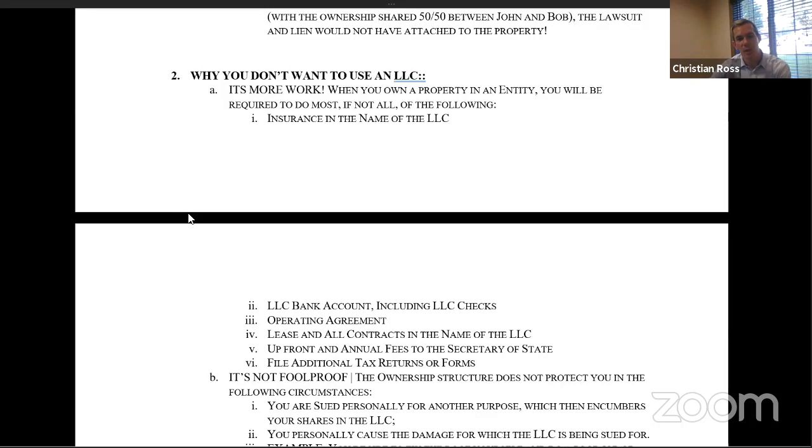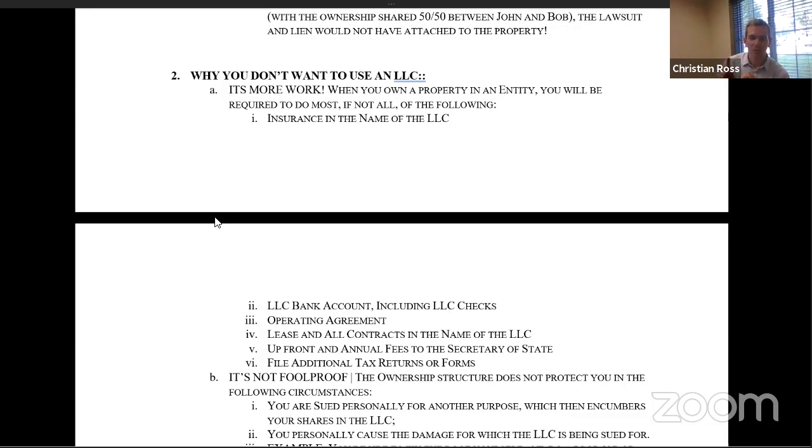All right, so reasons why you don't want to use an LLC. It's more work. I just talked about the different steps that you would need to take. Insurance in the name of the LLC, a bank account, including checks for the LLC. You're going to maybe even have an LLC credit card. You're going to have to create an operating agreement. All the leases and contracts are going to have to be in the LLC. There are upfront costs and annual fees.